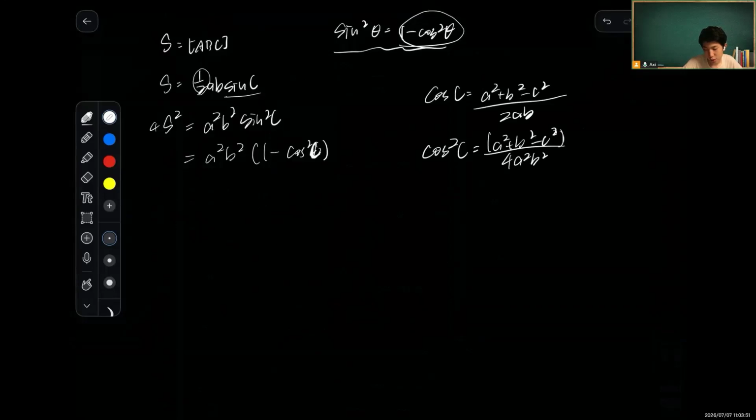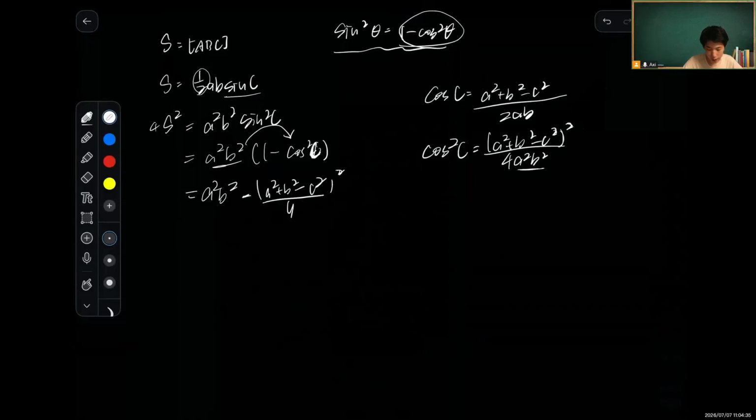Because this thing is really huge and we don't really want to expand it, let's just put it like this for now. And then that means the original expression can be written as a squared b squared minus, notice that this term and this term actually cancel off when we multiply it over. So we have this. And now again, let's move the 4 over. So 16 times S squared is equal to this.